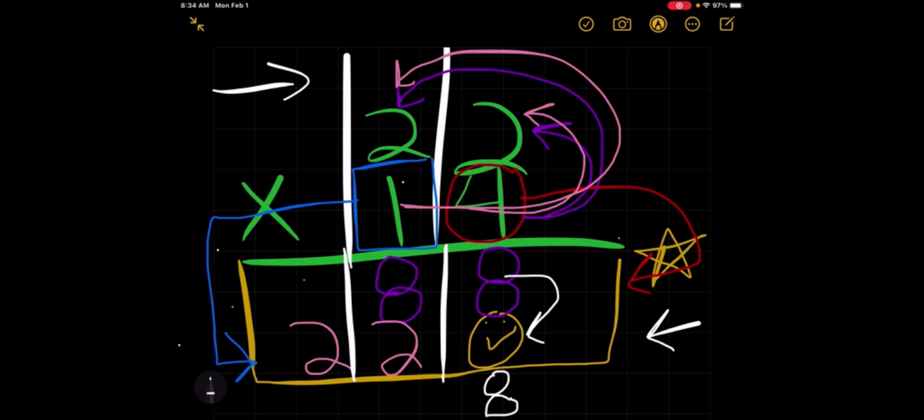And, oops, there we go. 8 plus 2 is 10, but I can't draw the 10. So I'll put the 0 there, and I carry the 1. And I get 3. That's a weird looking 3. Let me try that again. 3. All right, 308. That's it, folks.